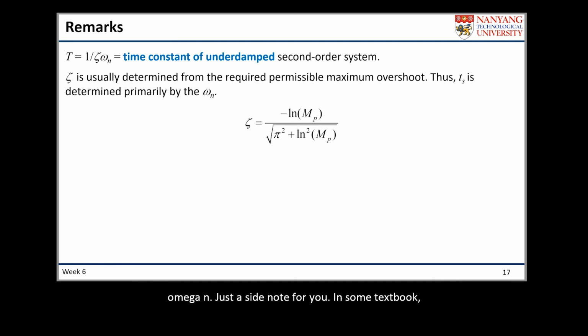Just a side note for you, some textbooks talk about the time constant of a second order system. What does it mean? If you encounter this terminology, what they mean by the time constant of a second order system is basically this value, the inverse of zeta omega n, 1 divided by zeta omega n.